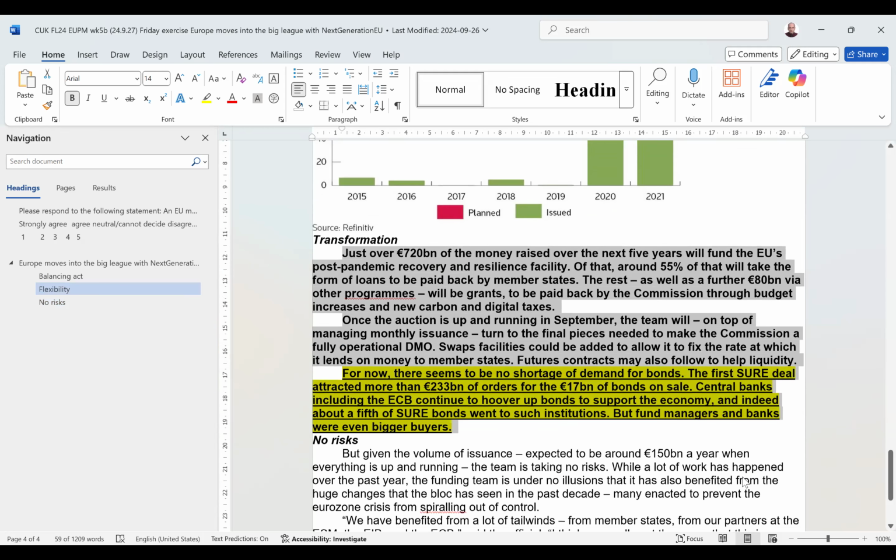So what was this from? This is from a business journal, right? Reporting on this.